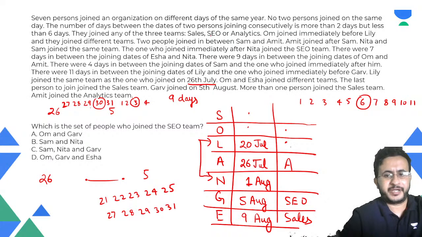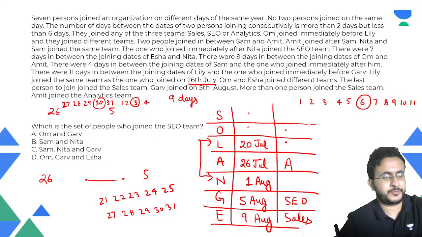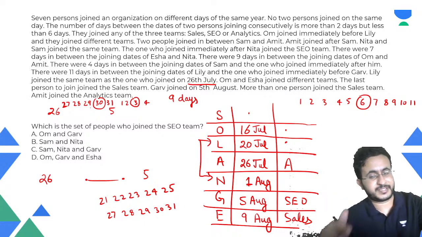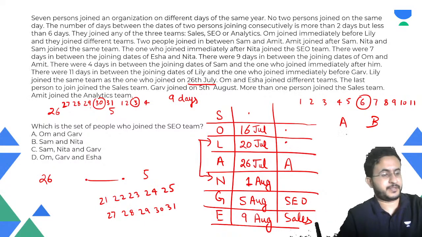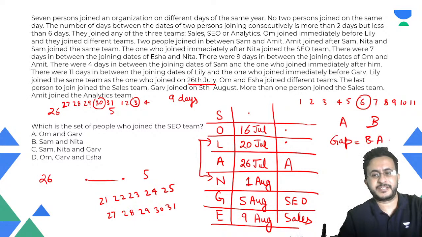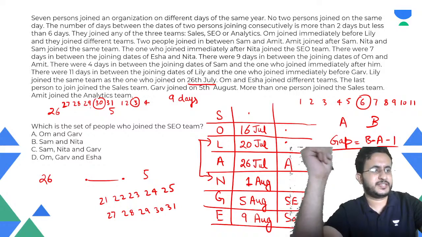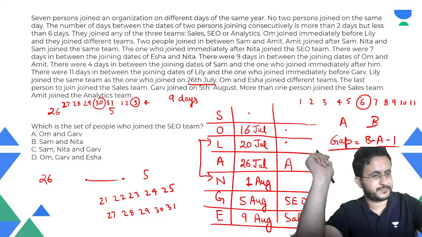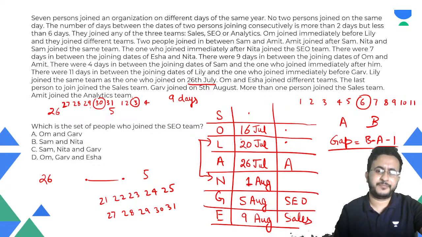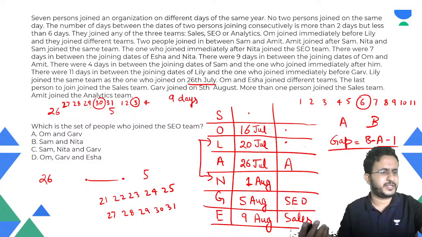9 days between Om and Amit. ठीक है, ओम एंड अमित के बीच में 9 days का गैप होना चाहिए. So subtract 10, this will be 16 July. ठीक है, 9 days का गैप, right? 16 to 26 कितना होता है? How do you find gap between two numbers? If I say one number is A, another number is B, so the gap is equal to B minus A minus 1. ये होता है ना? 16 to 26, 10 days हो गए, 26 is the 10th day, so there is a gap of 9 days, right? So here it is saying 9 days gap, so 16 or 26 हो जाएगा.